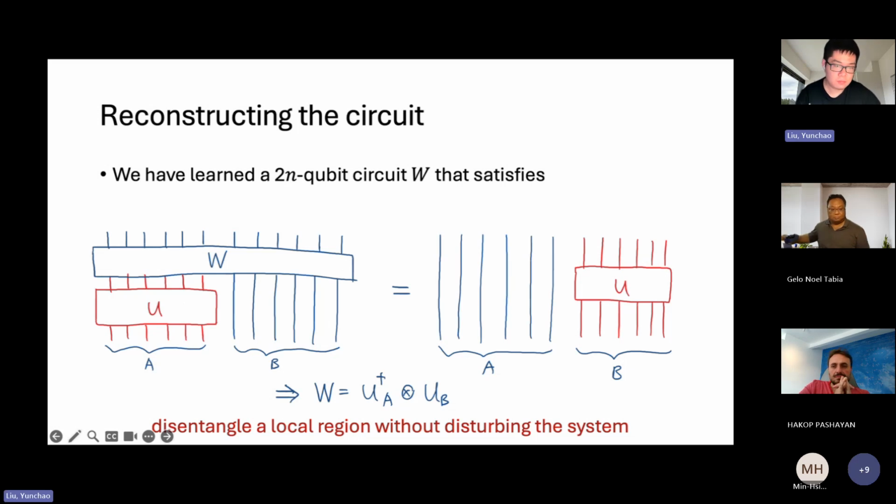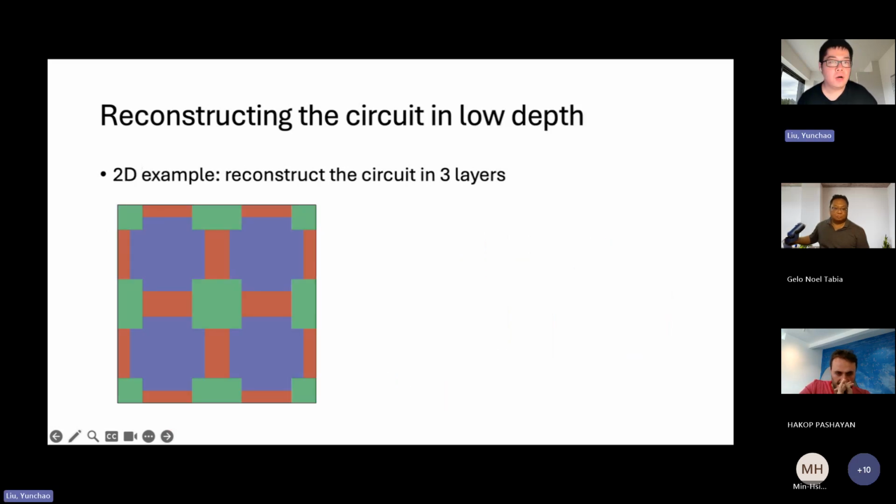Okay, any other questions? Okay, so now I will address a final point. One thing that you might be wondering is that we have done a lot of procedure in this new circuit W that we learned, trying to disentangle each of the qubits. And maybe the question is whether the reconstructed circuit W is still shallow, or whether W has a lot of circuit depth. Now I will tell you how to reconstruct this circuit in low depth just by smartly rearranging the terms in W.